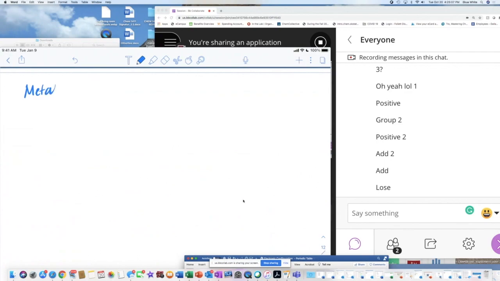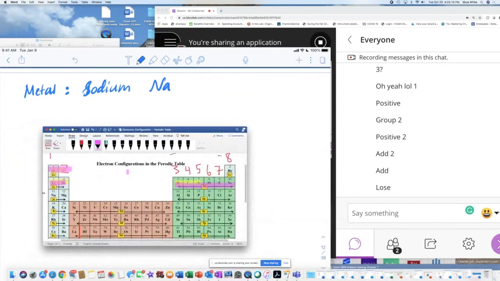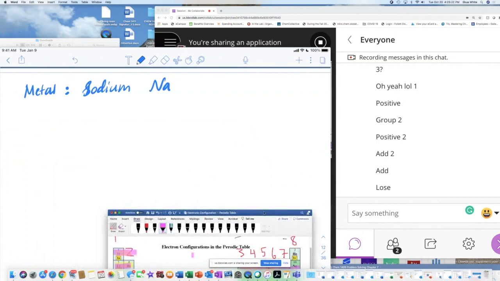Our metal this time selected is, I'll say, sodium. Symbol Na. Starting with number of protons and electrons, let me grab this up here. Sodium is right here, 11. So sodium, atomic number 11. Number of protons, +11. Number of electrons, -11. Total charge, 0, when sodium is neutral.